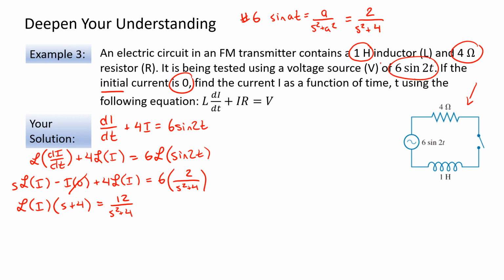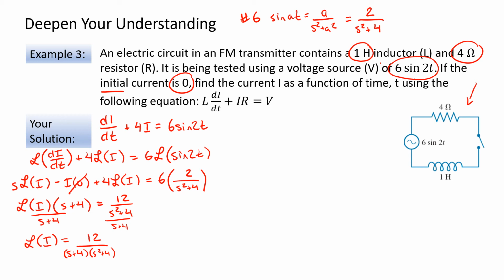Now, to solve for just the Laplace transform, we're going to divide both sides by s plus 4. And we get the Laplace transform of the function I is equal to 12 divided by s plus 4 times s squared plus 4. Now remember, we can write this as partial fractions. You're always going to get to this stage, or at least in most cases, and move to partial fractions.